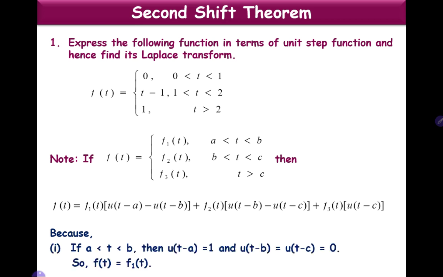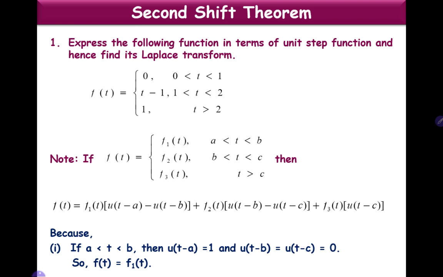So first let us take the case where a less than t less than b, that is in this first interval. Let us see what is f of t. If a is less than t, that is t greater than a, then by unit step function definition u of t minus a is 1. And what is u of t minus b and u of t minus c? Because t is less than b, u of t minus b is 0, and b is less than c. Therefore, t is also less than c. Therefore, u of t minus c is also 0.